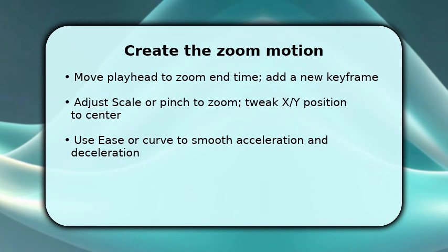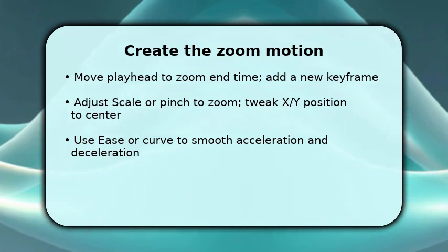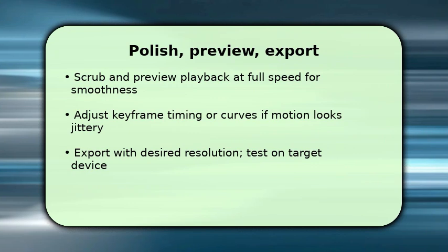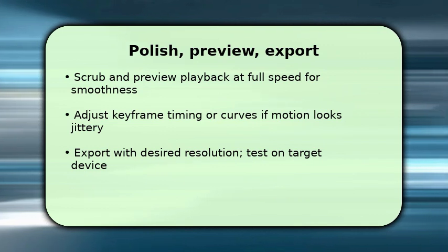And finally, scrub through the timeline and preview the zoom at real-time speed to confirm smoothness and framing. If you notice jitter, shift keyframe positions slightly or soften the curve. Small tweaks often fix overshoot or choppy motion. When satisfied, set export resolution and render.